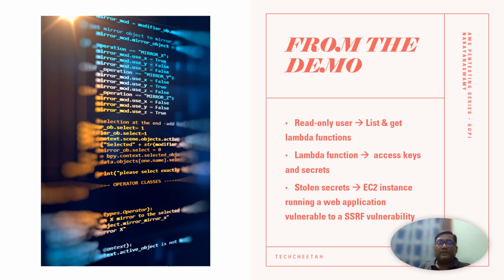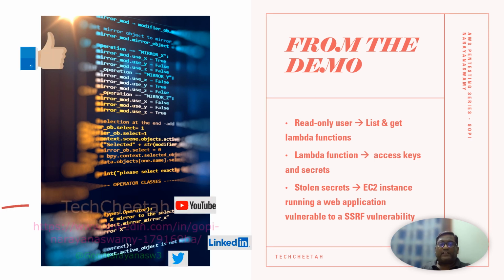As a read-only user, I am able to explore the AWS environment and discover that I can list Lambda functions in that account. Within the Lambda function, I could find AWS access key and secret keys which belong to a different user. With that stolen user's details, I discovered an EC2 instance running a web application which is vulnerable to an SSRF vulnerability. Exploiting the SSRF vulnerability via the URL parameter, I am able to steal AWS keys from the EC2 metadata service.